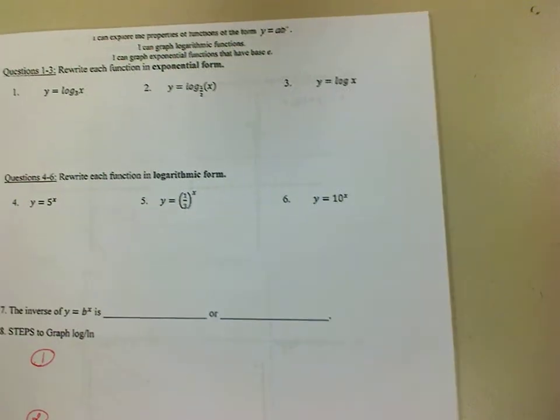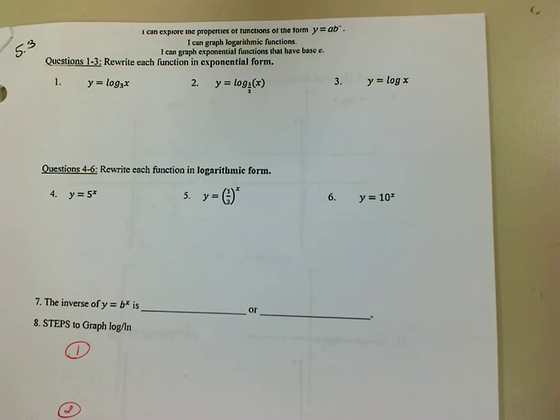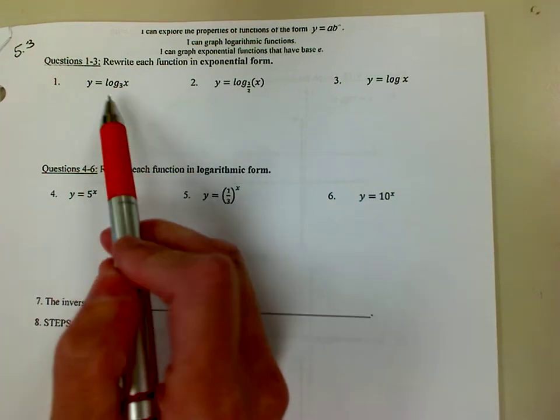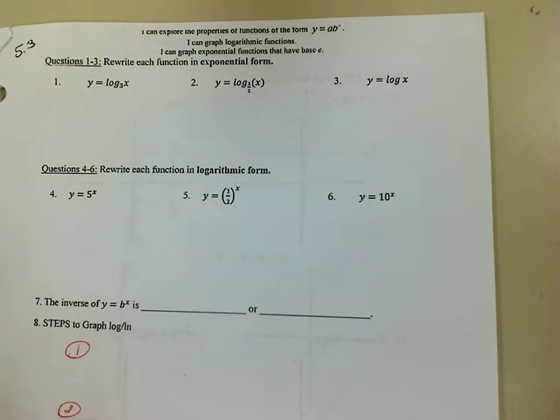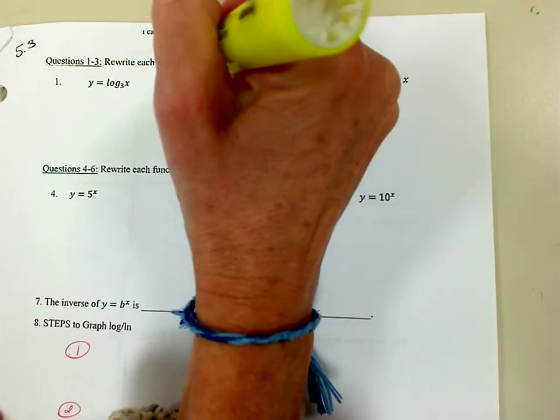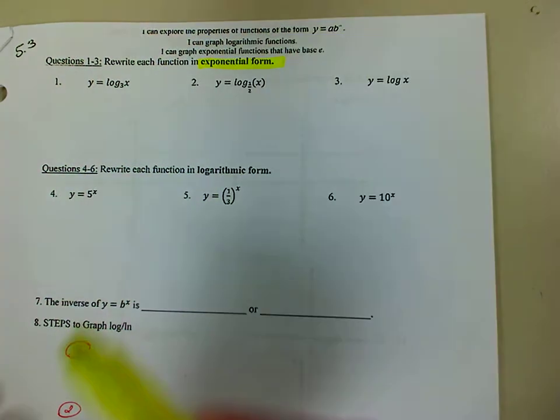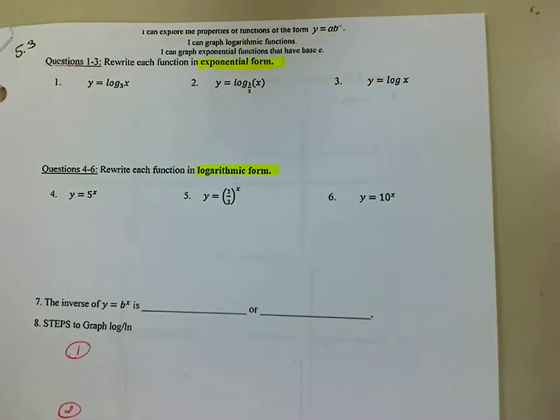All right, on 5.3, we're going to start talking about logs, which you've never heard of before unless you've taken chemistry. So we're going to start off with rewriting these log equations in exponential form, because logs and exponents are just inverses of each other. So here's how you're going to rewrite this.